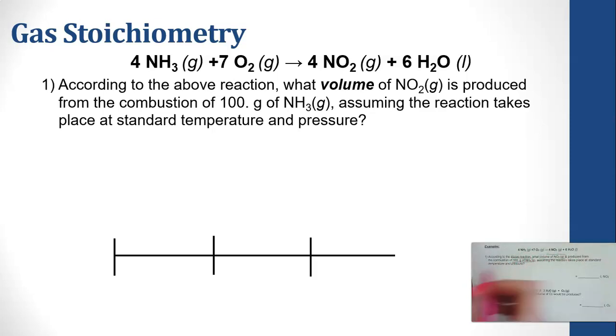Here's my balanced equation. So I start by writing my given, 100 grams of ammonia, and draw my T-chart there. I just go down the unit so I know what goes next. So I put grams of ammonia in the denominator. Remember, that unit's got to go down there. And then I happen to remember that 1 mole is equal to the molar mass in grams. So what I need to do is find the molar mass of ammonia.